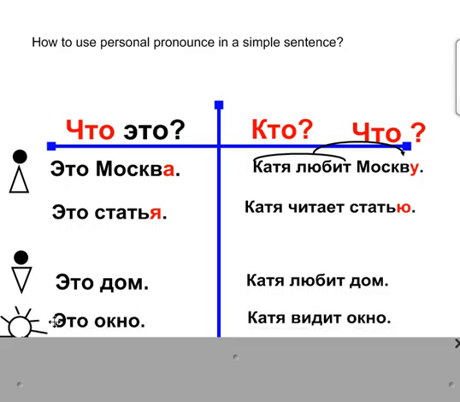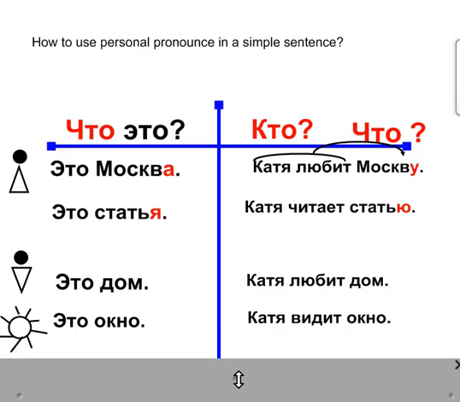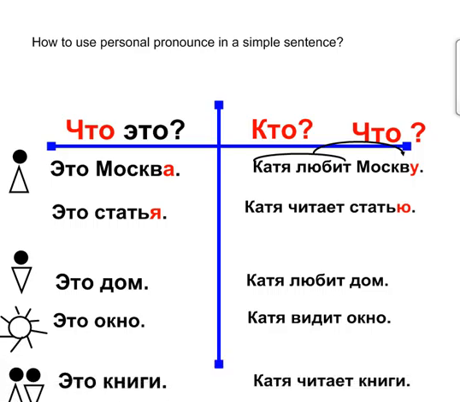Это окно. Катя видит окно. Nothing changes. Это книги. Катя читает книги. In plural form, nothing changes too.